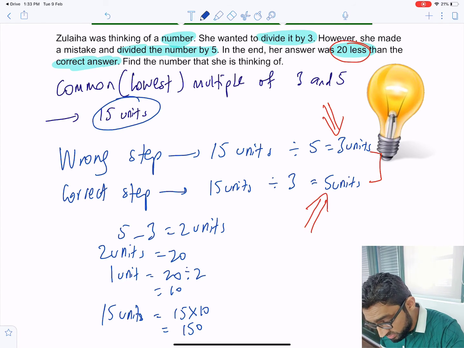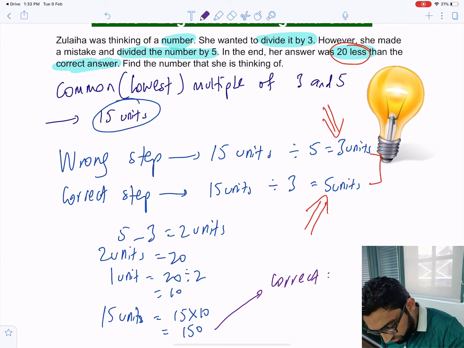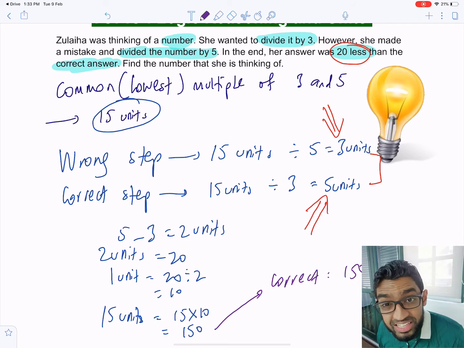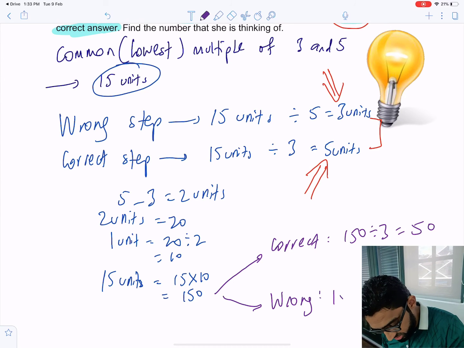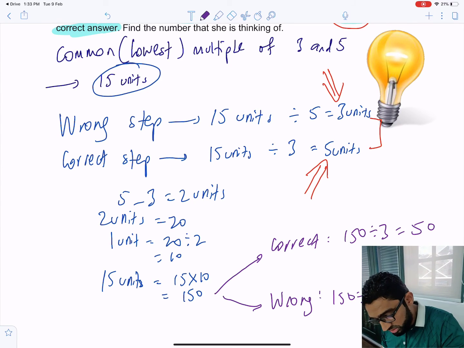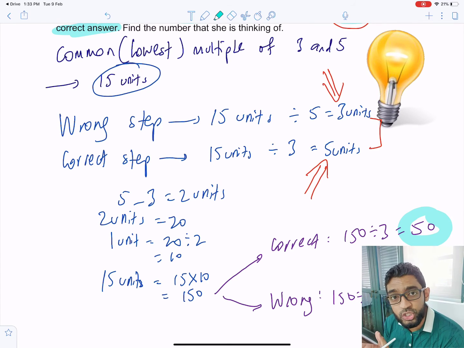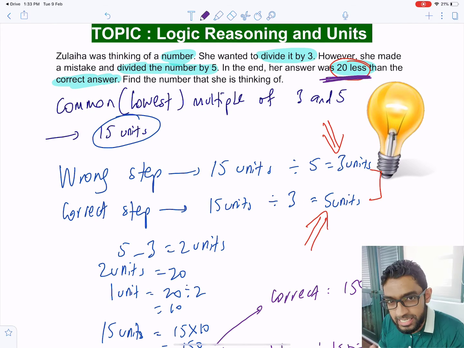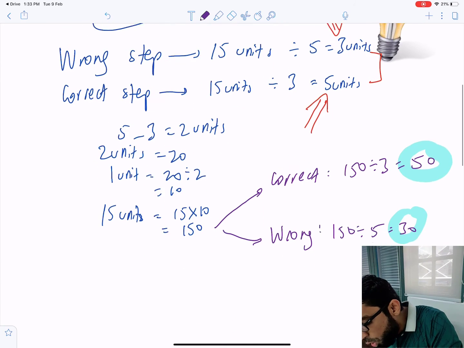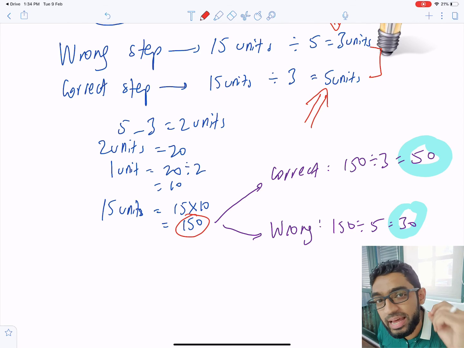Let's check. Now let's say the number is 150. I divide it by 3. This is the correct step, which is supposed to happen. 150 divided by 3, you get an answer of 50. And because Zulaiha did it wrongly, she took 150 and divided by 5 instead. She got 30. Now have a look at the difference between 50 and 30. Is it 20 as they have mentioned? 50 minus 30 is the difference that they have indeed mentioned. So our answer of 150 is correct.